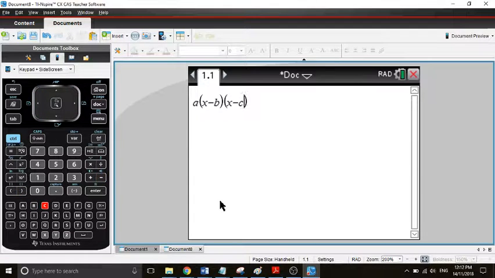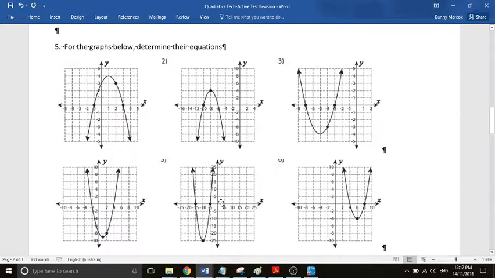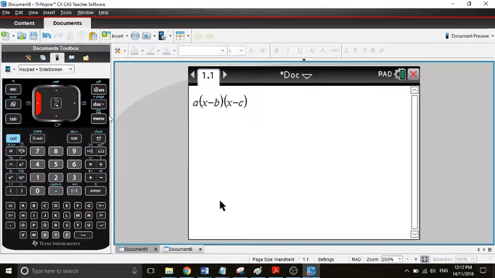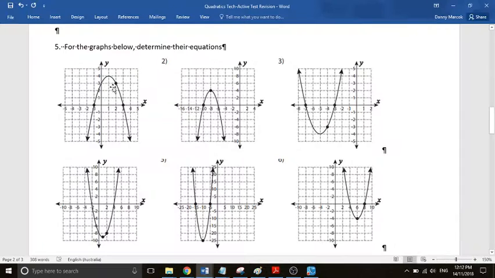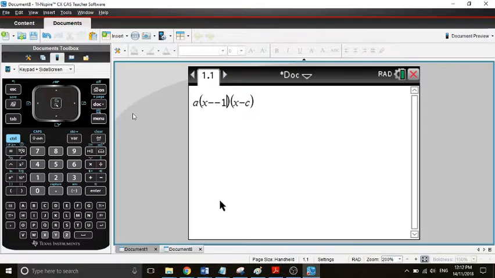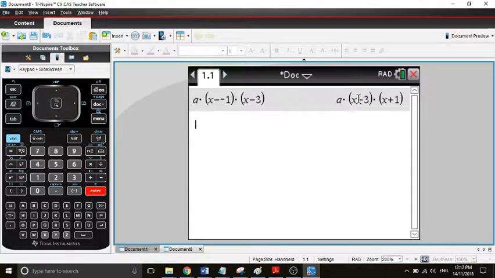Now we have a look at our two intercepts. We've got one here at -1, so we'll say a times (x minus -1), and we've got another one here at 3, so that is (x minus 3). And I'm going to put a times here, so that we know a is a variable. I'm going to write that down. So we've got a times (x minus 3), so that's one factor, and (x plus 1) is the other factor.